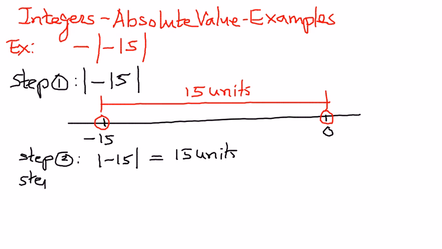But if we look at the problem, we wanted to find the value of negative absolute value of negative 15. Since one of the negative signs was outside of the absolute value term, we keep the negative sign, and then we found the value of absolute value of negative 15, which is 15 units. So negative 15 is the answer. That is how we're going to say it: negative 15 units.